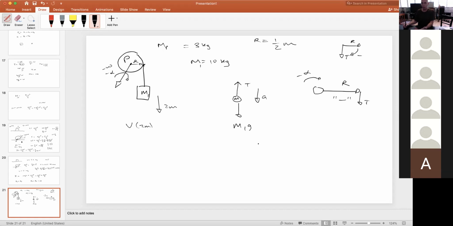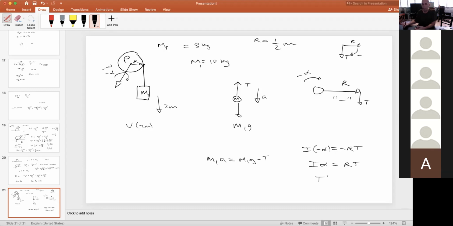The reason why we write free body diagrams is the same reason why we write torque diagrams. Here we can simply write M1A is, since it's down, M1G minus T. For the torque diagram, we write I negative alpha. If it was rotating the other way, this would be positive. And then we just write the torque. Remember, R F sine theta, but theta is -90. So this is negative RT. Notice the negative signs. So this becomes I alpha equals RT.